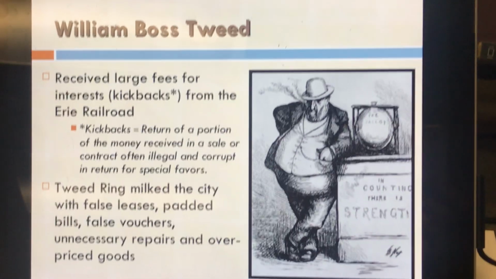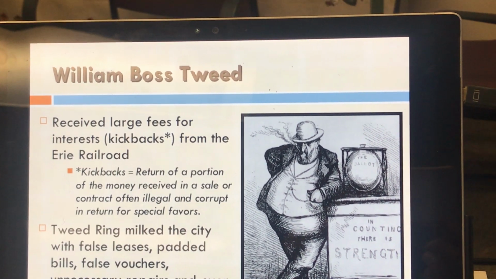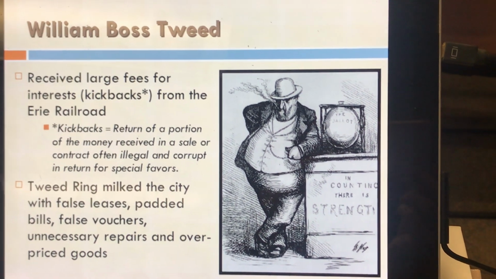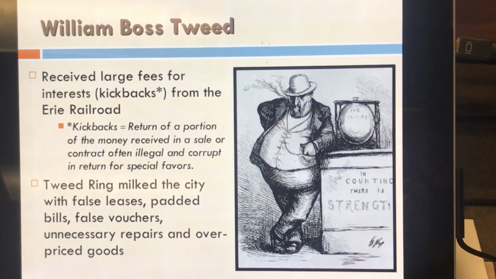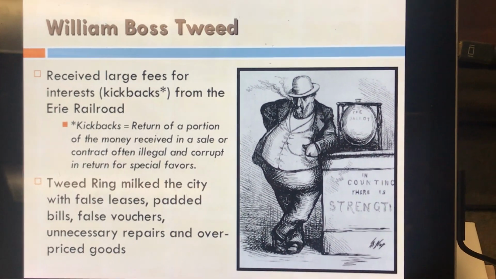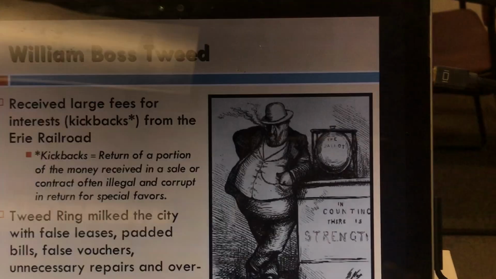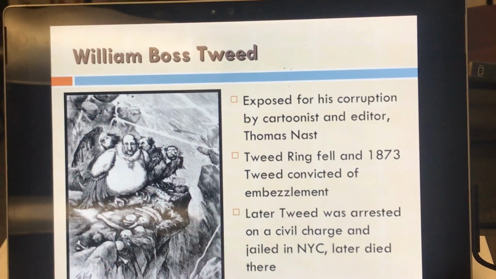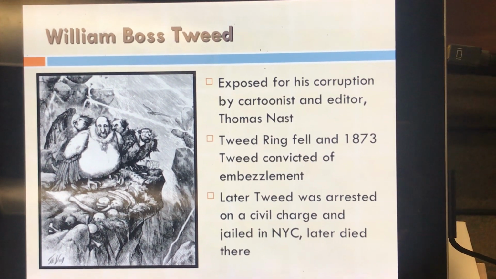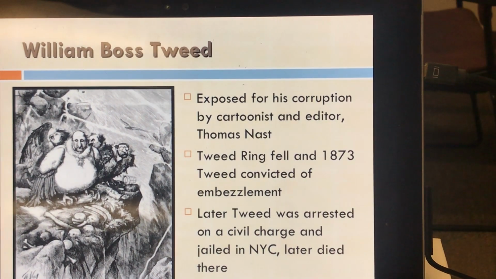They would write up false leases. They would pad bills. Like if they needed new locks on a building and the locks cost $100, they'd charge $1,100. They would make unnecessary repairs, or they would overprice goods so that they had plenty of money to run their machine. It was exposed for corruption by a cartoonist and editor named Thomas Nast. This is one of his political cartoons.